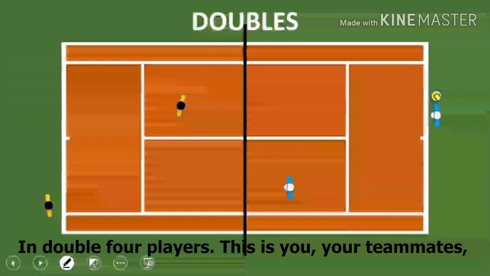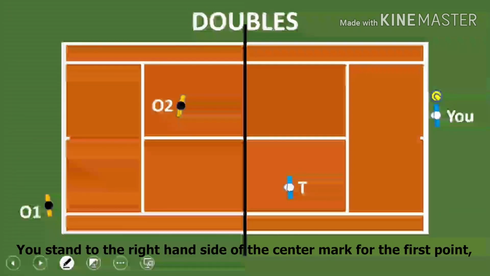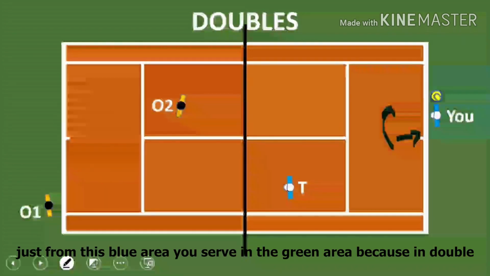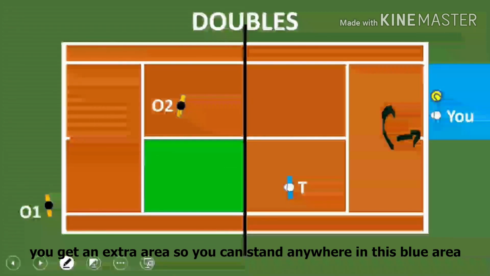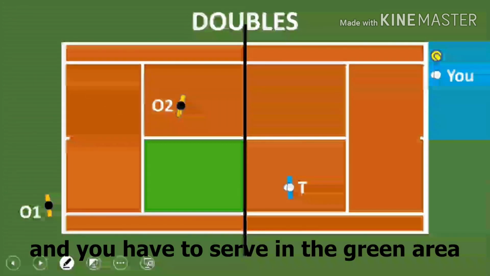And doubles has 4 players. This is you, your teammate, your opponent 1 and opponent 2. You stand to the right hand side of the center mark for the first point. Just from this blue area you serve in the green area. Because in doubles you get an extra area, so you can stand anywhere in this blue area and you have to serve in the green area.